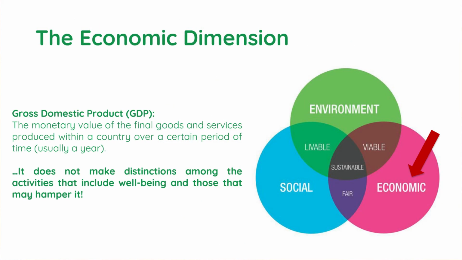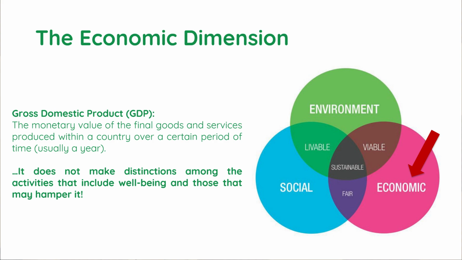But let's first of all start with the economic dimension of sustainability. You can see here in this slide that we mention the gross domestic product, the GDP. So what's the GDP? It is the measure of the size and health of a country's economy. And this is, of course, determined by the GDP. It is basically the monetary value of the final goods and services that are produced within a country over a certain period of time, which is usually a year.